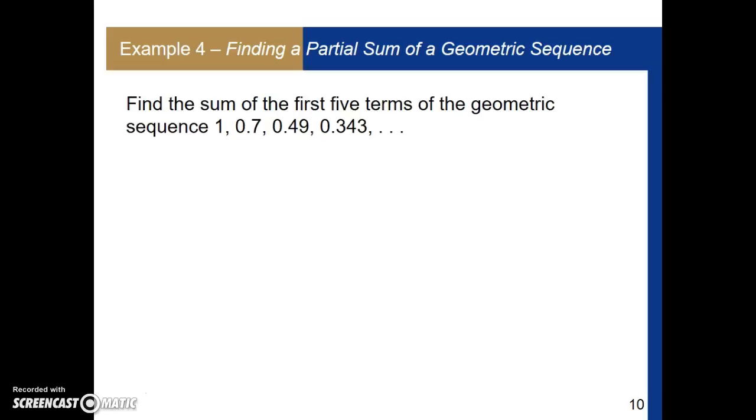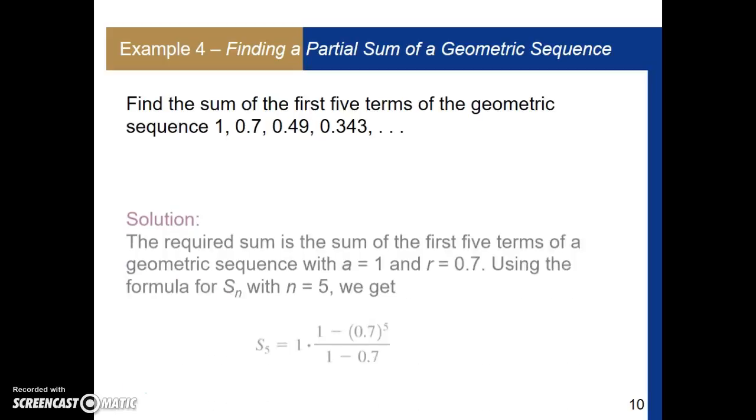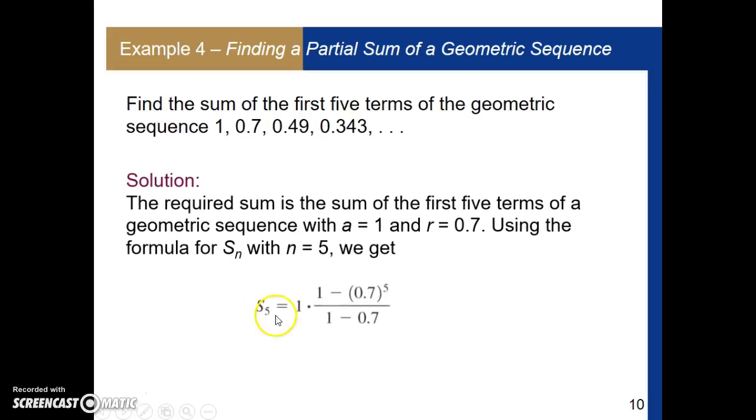So I know a and I know r, and so I can find the sum of the first 5 terms. That's s sub 5. So I'm going to substitute that into the formula. a is 1, r is 0.7, and n is 5. And so I plug that in and I get a value of 2.7731.